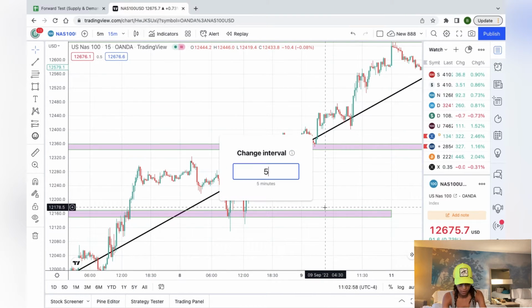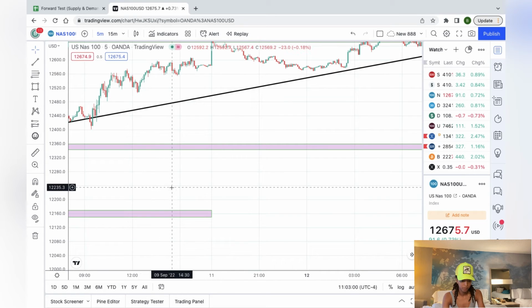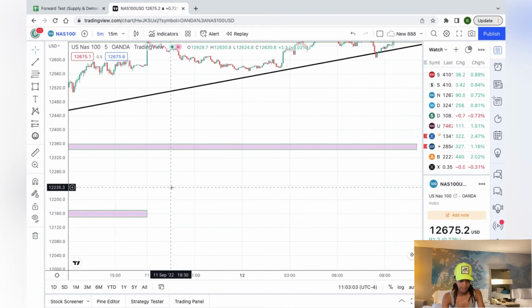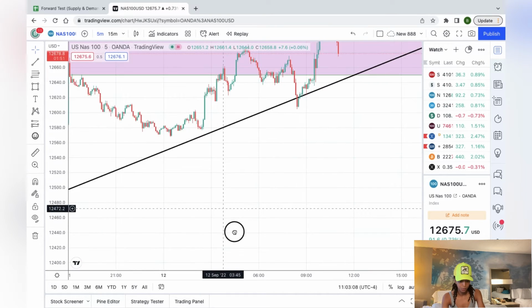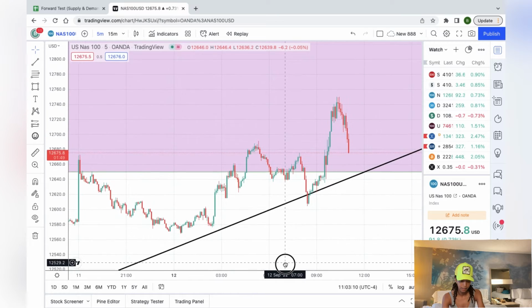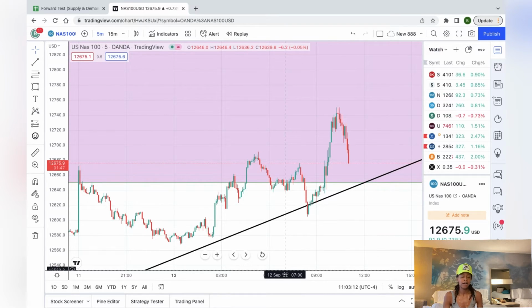Now we're going to get down into the 5-minute time frame. The 5-minute time frame is where I place my trades. I do my whole top-down analysis from the 1 day to the 1 hour to the 15, work my way down to the 5. Once I get to the 5, I do one more analysis, and that analysis is to analyze where I want to get into the market.